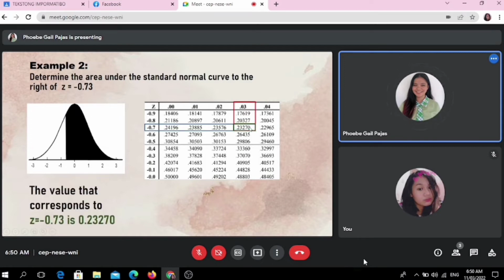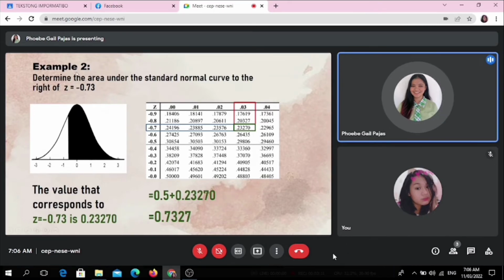Then, the value that corresponds to z equals negative 0.73 is 0.23270 because that is the intersection. Since we have here the word "to the right" and the sign is negative, we will add it to 0.5. So, 0.5 plus 0.23270 is equal to 0.7327 and that is our area.